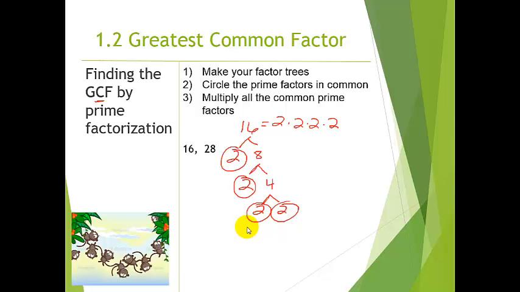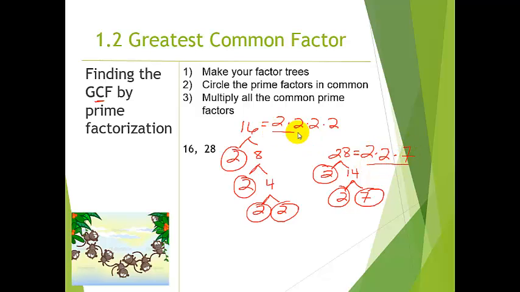And now I'm going to do the factor tree for 28. So 28, okay, 2 times 14. Again, if you didn't realize that that was 14, you can go off to the side. Circle that monkey, and then 2 times 7. These are all primes. So it's going to be 2 times 2 times 7. Okay, so here are my prime factorizations of the numbers.